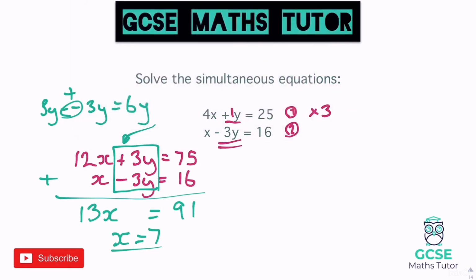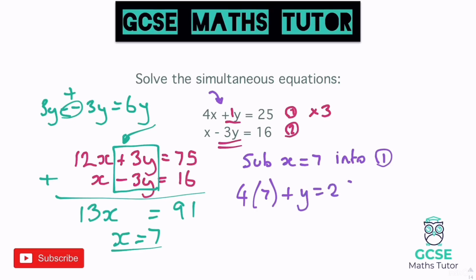So what I'm going to do is I'm going to sub x equals 7 into any of these equations that we've got written down. I'm just going to have a look at the start. I think this one's going to be the easier one for me, just because it's got a plus symbol. So if I sub x equals 7 into equation 1, I won't have that x there anymore, and we can start to work out what it is. So again, using brackets, I'm going to do four lots of 7, add that 1y, and that equals 25. Now 4 lots of 7 is 28, so we have 28 plus y equals 25.